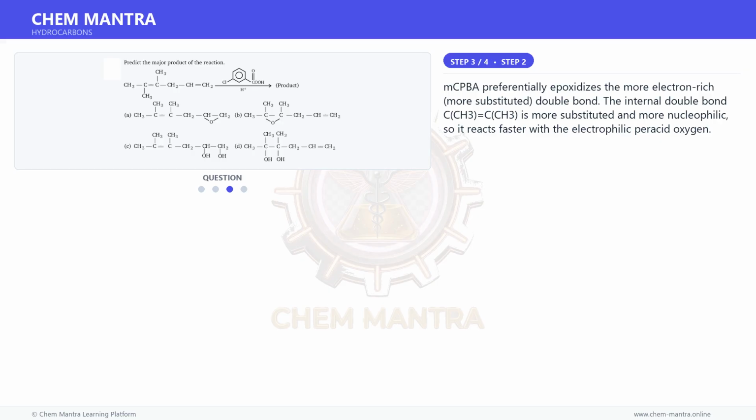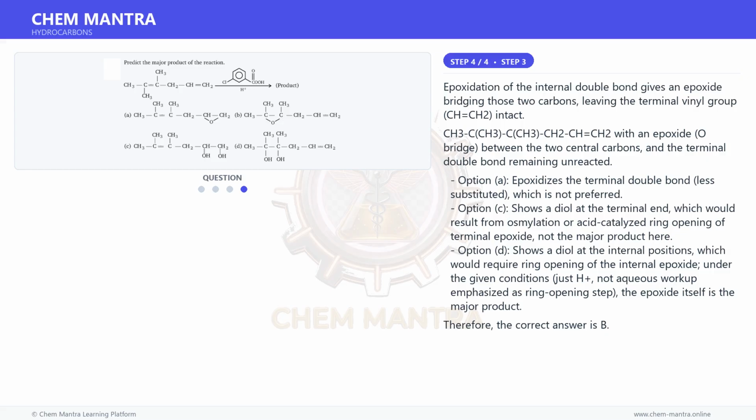MCPBA preferentially epoxidizes the more electron-rich, more substituted double bond. The internal double bond C, CH3, double bond C, CH3, is more substituted and more nucleophilic, so it reacts faster with the electrophilic peracid oxygen. And for the final step, epoxidation of the internal double bond gives an epoxide bridging those two carbons, leaving the terminal vinyl group, CH double bond CH2, intact.